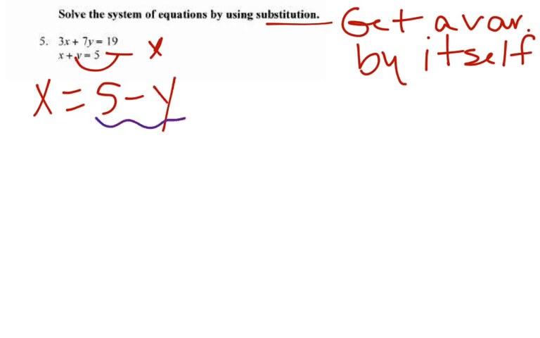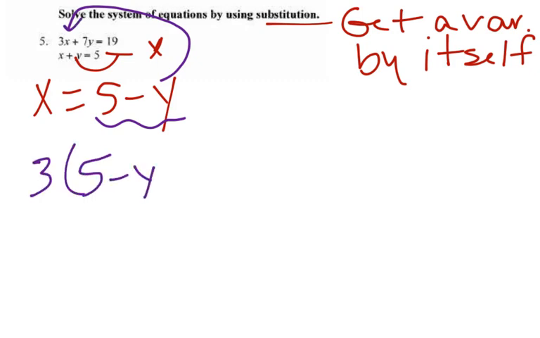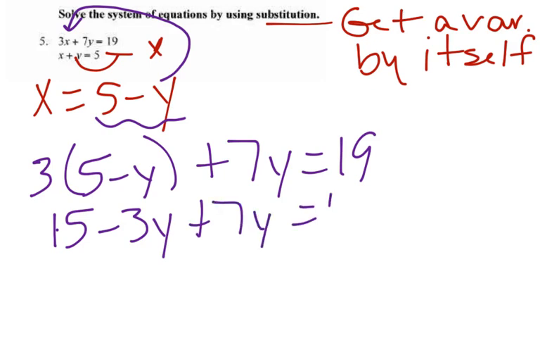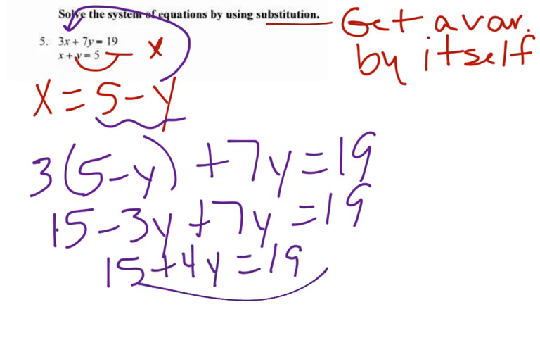I'm going to take 5 minus y to the other equation and put it in for x. 3 times 5 minus y. Bring down my plus 7y equals 19. Distribute: 15 minus 3y plus 7y is equal to 19. Combine my like terms. 15 plus 4y is equal to 19. Move that 15, so 4y is equal to 4. Divide by 4, y is equal to 1.